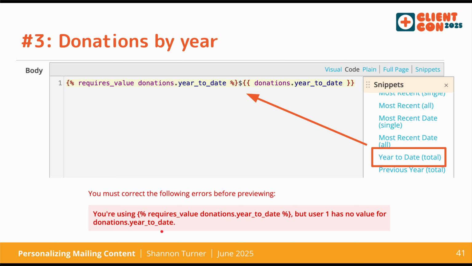That means that you can't preview this mailing for that user, and any user who doesn't have that value, like this one, you can't preview for them. They're not going to receive this email, even if they match your targeting otherwise. So this is one way that you can control who receives this mailing from the content screen, in addition to on your targeting.